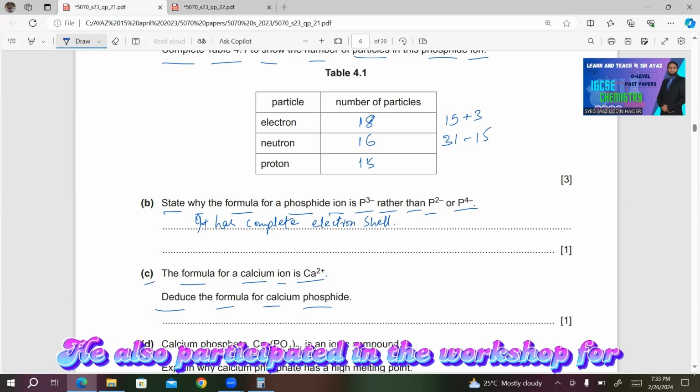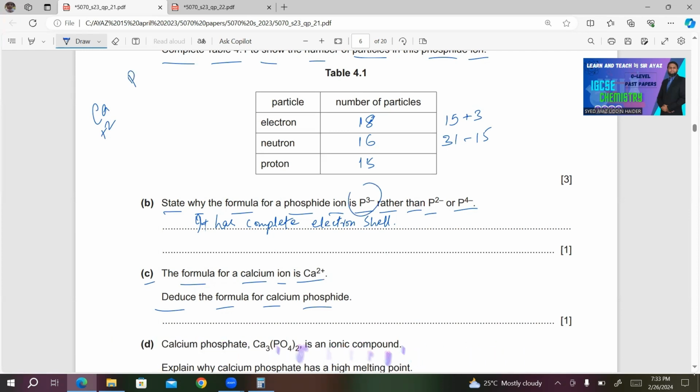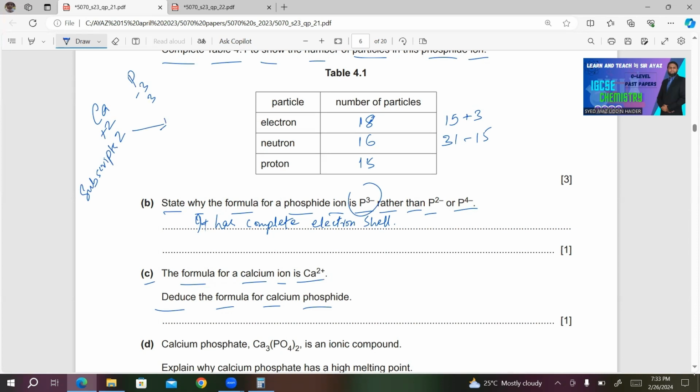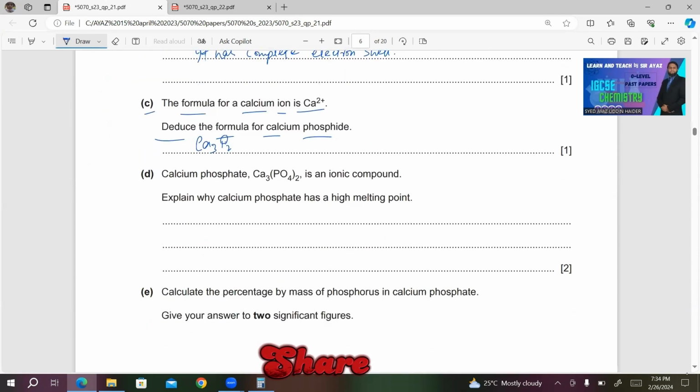Now, the charge on calcium is given. It's Ca2+. And the charge on the phosphide ion is also given. It's P3-, so you write 3-. Ignore the charges. These are the subscripts. These subscripts will be exchanged when predicting the formula. Here we'll get 3 and 2. Ca3P2. So the formula will be Ca3P2.